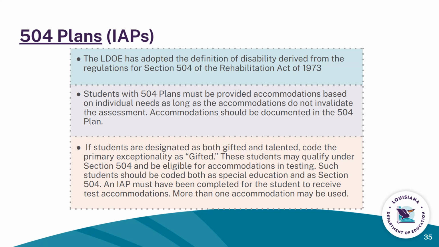So if students are designated as both gifted and talented, you would code the primary exceptionality as gifted, and these students may qualify under Section 504, as well as being eligible for accommodations in testing. And students should be coded as special education and as Section 504. And then an IAP must have been completed for the student to receive test accommodations. And then keep in mind that more than one accommodation may be used.